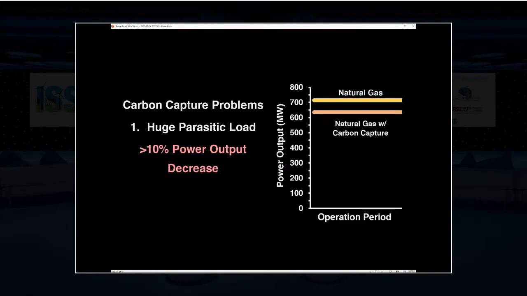The first of these is that it places a huge parasitic load on the host power plant. As you can see in the chart on the right, a normal natural gas power plant can output about 725 megawatts in this case for the ones we're looking at. But if you add carbon capture on that, it goes below 650 megawatts. And this is due to a large heat load that's required by carbon capture to actually sequester the carbon out of the flue gases. And so this places a huge limitation on the technology overall when you can output 10% less power than you could previously.